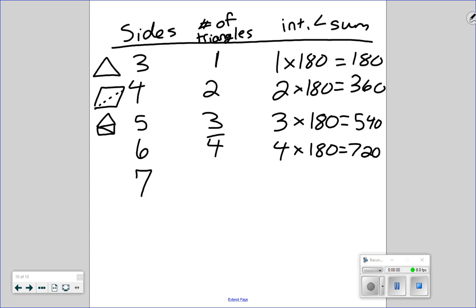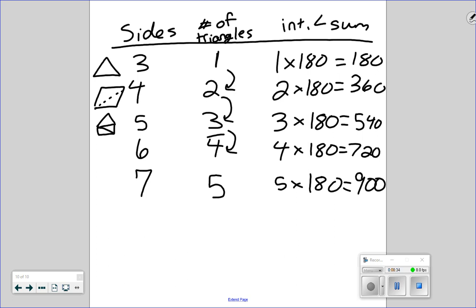If I had a 7-sided figure, we should be able to tell how many triangles, because we can see that we're increasing the number of triangles by 1 each time. So the 7-sided figure should have 5 triangles on the inside of it. So for the interior angles, I would do 5 times 180. And as these numbers get bigger, we can start using a calculator. That ends up being 900 degrees for the interior angle sum of a 7-sided figure.